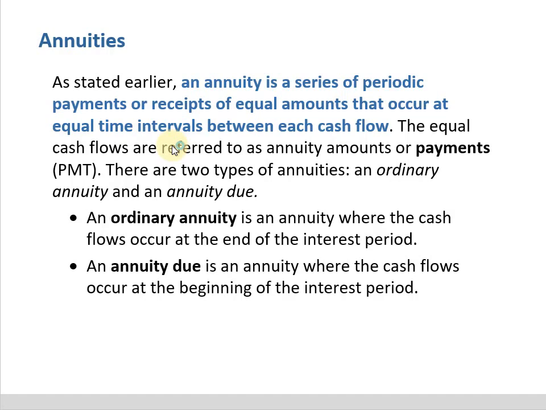There are several different types of annuity situations. We'll be focusing on two types: ordinary annuities and annuities due. You have an ordinary annuity when the first cash payment occurs at the end of the first compounding period. You have an annuity due situation when the first cash payment or withdrawal occurs at the beginning of the first compounding period.